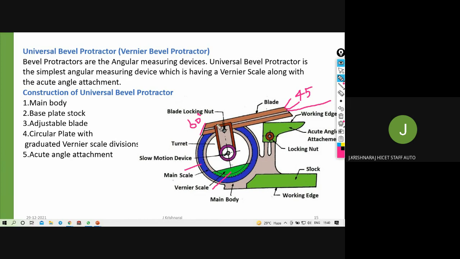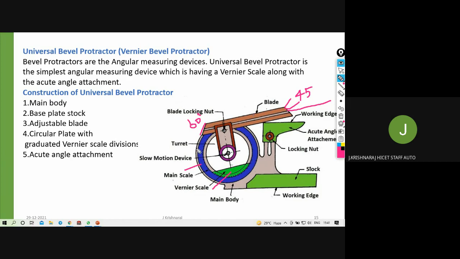So this entire part is hinged with the center median. Based upon this center point, it will rotate or have some angular deviations. And the remaining part is the main body, with a working edge and a lock nut for adjusting height, length, and other parts. So this is the main part.